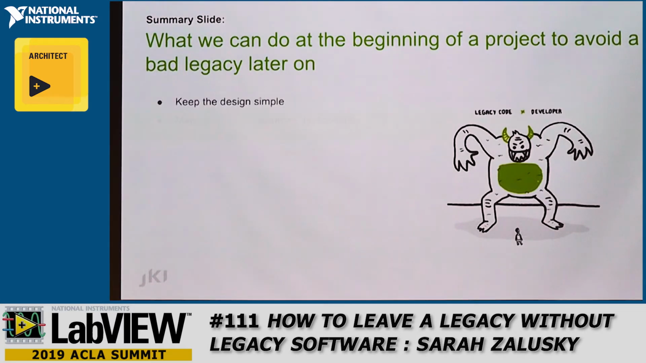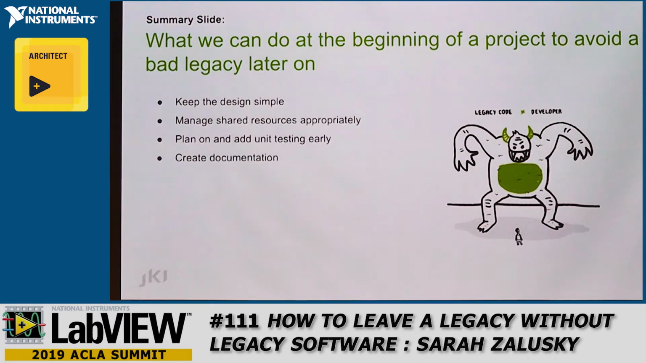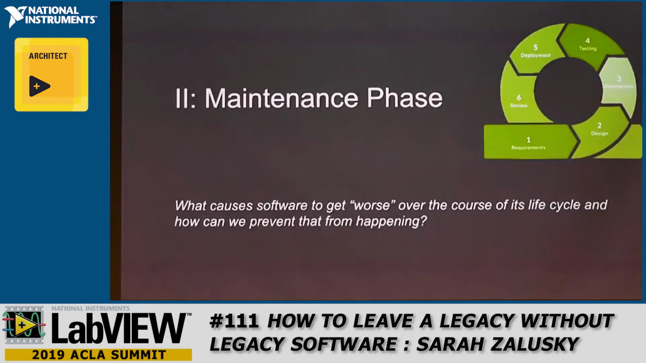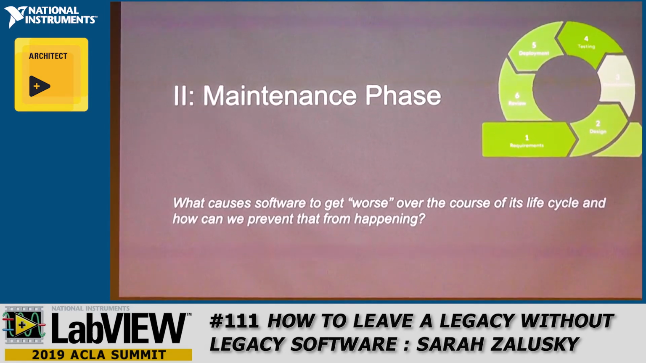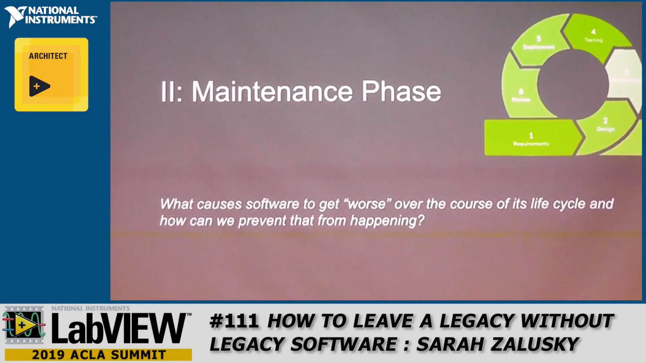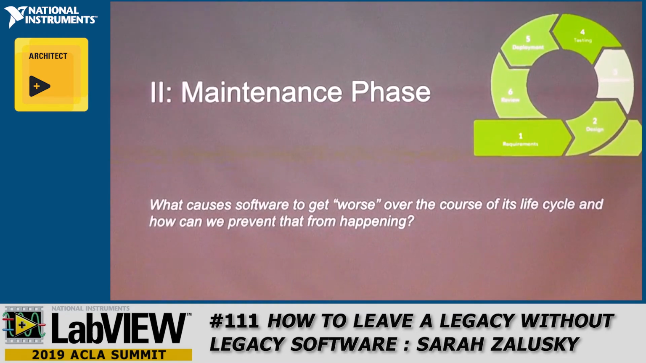Right, so this is kind of through the first section. What are things we can do that are proactive, keeping the design simple, thinking about how we manage type defs and other shared resources, adding unit testing, and then being thorough about our documentation. So the second part of the presentation is about what things increase software complexity over the course of its life cycle. So often we're done with the initial design and maybe even the first development phase. Our software is clean, everything's working beautifully, and then what happens?